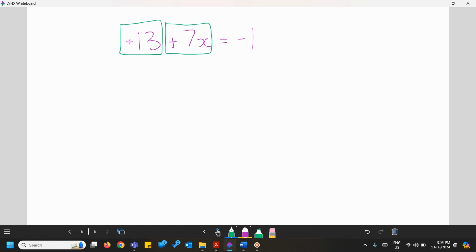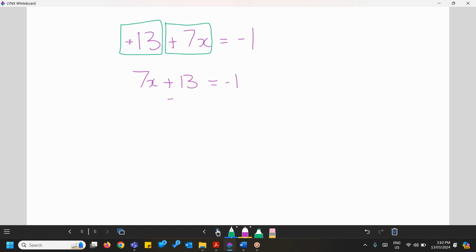I can put the boxes around them like I've done, and I can actually pick up those boxes and move them around. So I could grab that whole plus 7x and move that out to the front, and then I could put the plus 13 after it. There's nothing wrong with that, as long as you're taking the sign that's in front of it with you as you move them around. I could write that as 7x plus 13 equals minus 1. And then I could solve it using my inverse operations.